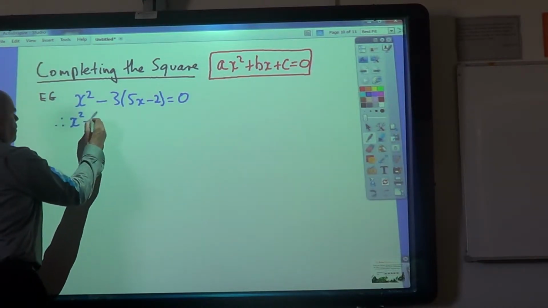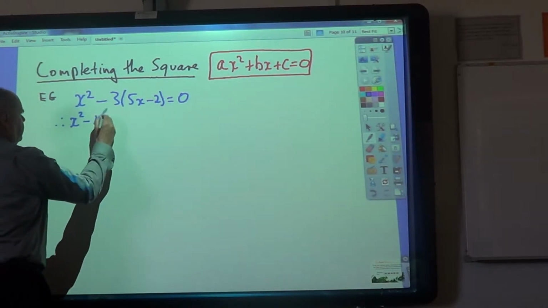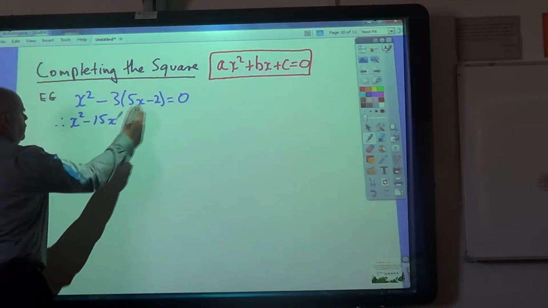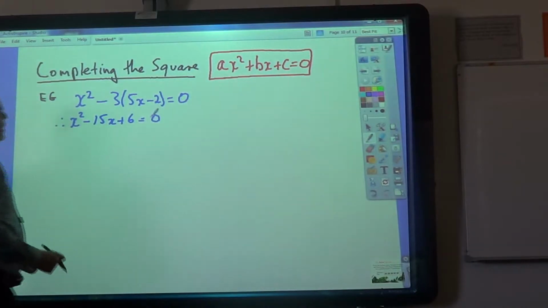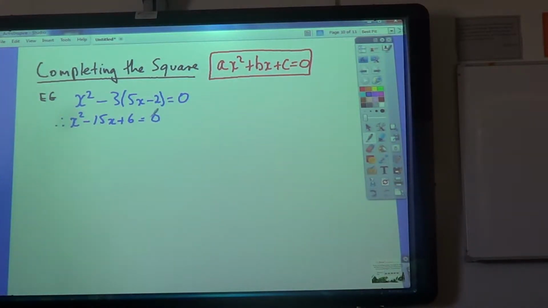x squared minus, expanding brackets, I get minus 15x. A negative times a negative is a positive, so it's plus 6, and that equals 0. And I seem to have got it in the standard form already.